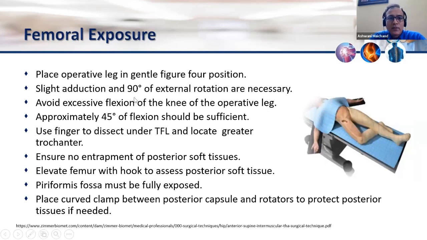Adduction and 90 degrees of external rotation are a must. As they have shown in the video, they lower the leg around 45 degrees so that the trochanteric area can be well visualized without putting too much traction on the muscle. And they are using that hook. That is something really good. I don't know whether it's available with us or not in India, but it's something really good.